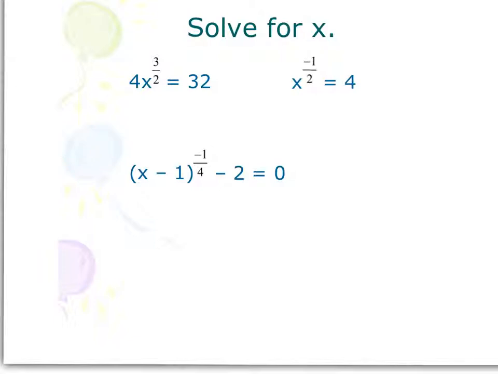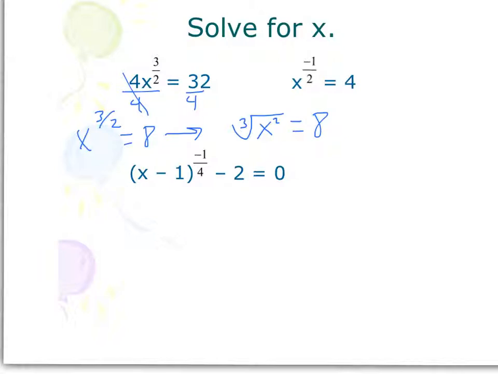Very first thing to do here is divide by 4. I get x to the 3 over 2 power equals 8. Now here's where I have to keep in mind what the meaning of this rational exponent is. It's saying that I could take the cube root of x squared, and that will be equal to 8.